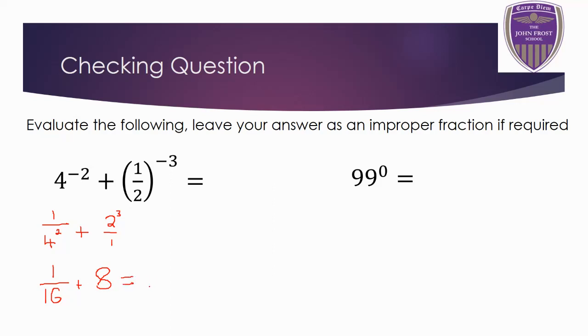So as a mixed number, I'm happy, you can leave this as 8 and 1 over 16, or if you want to change this to an improper fraction, all we need to do is turn this. So 8 times 16, so 8 times 10 is 80, 8 times 6 is 48, so 80 plus 48 is 128, plus that 1, so 129 over 16, okay? So very well done if you got that one. And then the last one, anything to the power of 0, remember, is always 1.